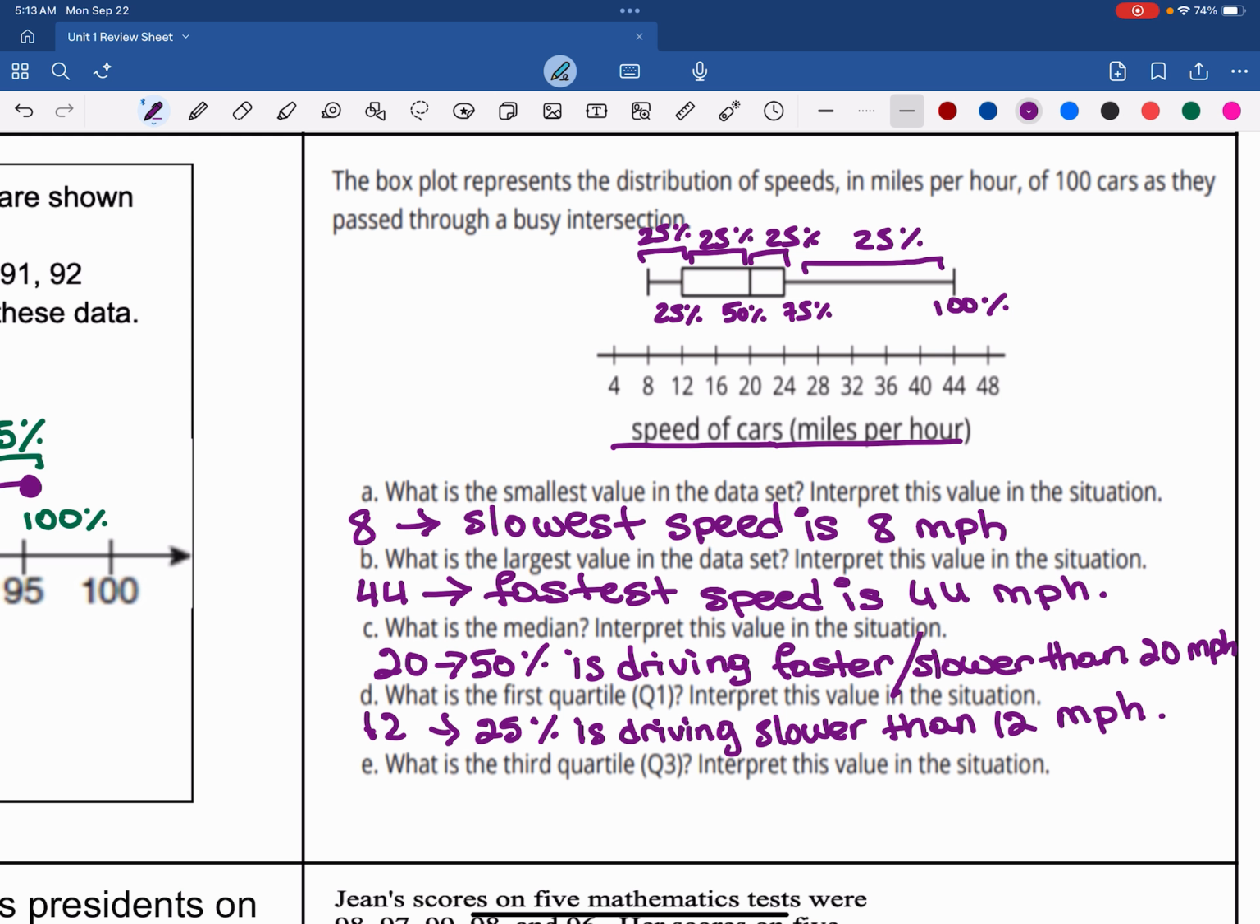So our third quartile is 24. We can say 75% is driving slower than 24 miles per hour.